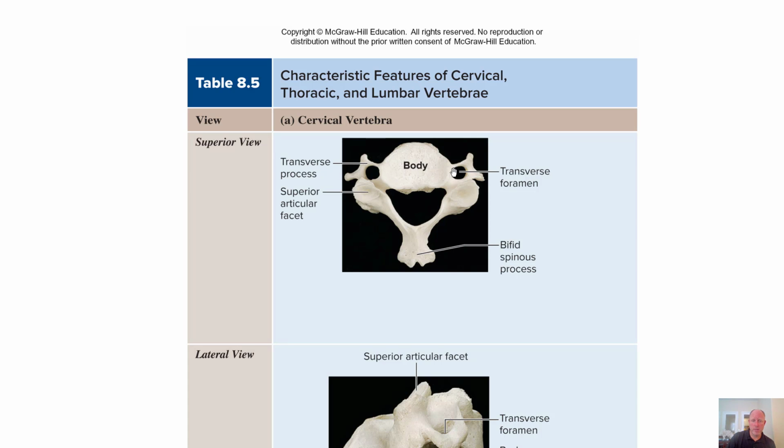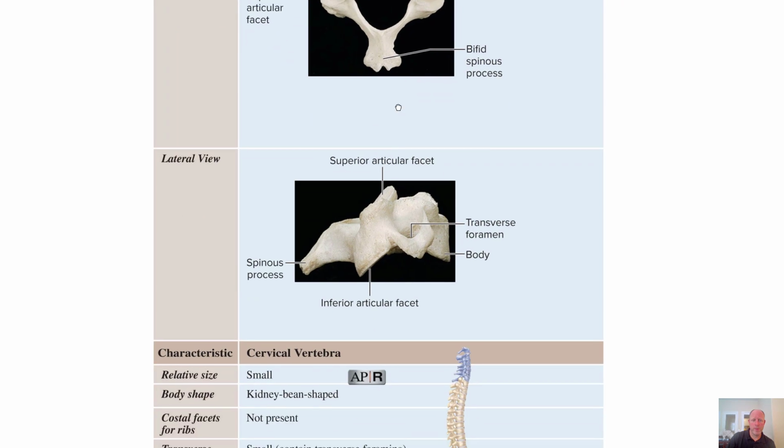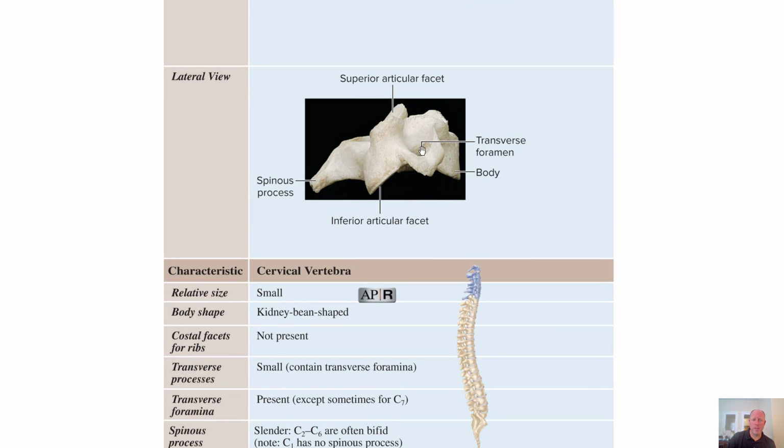A transverse process, transverse foramen, superior articular facet, and there are bifid spinous processes. The lateral view: you can see a little more of a fish-like thing potentially there, at least that's a possibility. But again, whatever helps you see it. The spinous process protruding posteriorly here, the transverse foramen there, the body, and the inferior articular facet and superior articular facet.